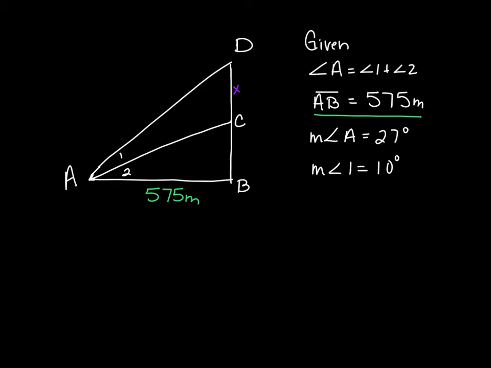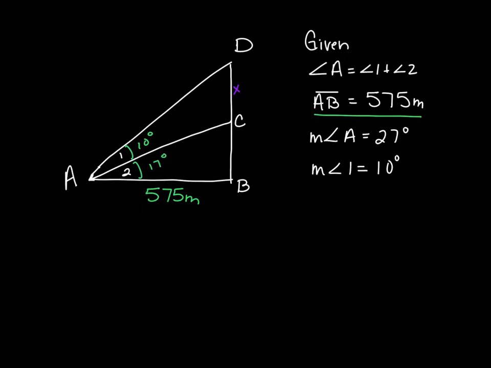And then I'm also told that angle 1 is equal to 10 degrees. What that tells us is that I can write in that the measure of this angle here is 10 degrees. And because I know the sum of both angle 1 and 2 is 27, that also tells me that angle 2 is equal to 17 degrees. So I'm going to put all of that information in.